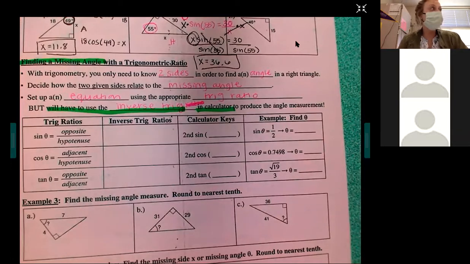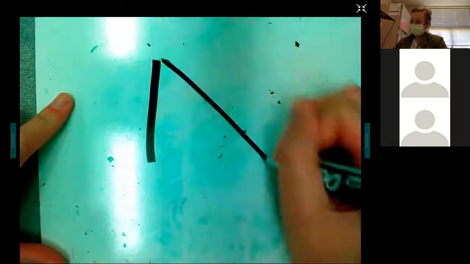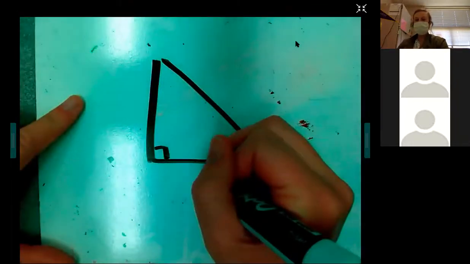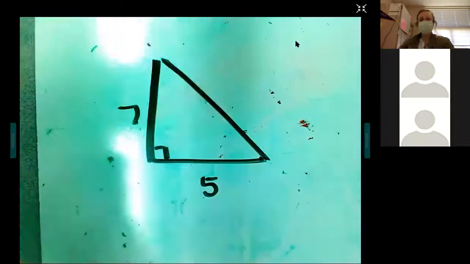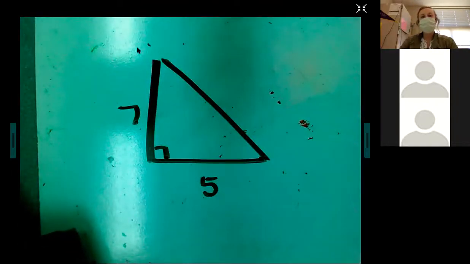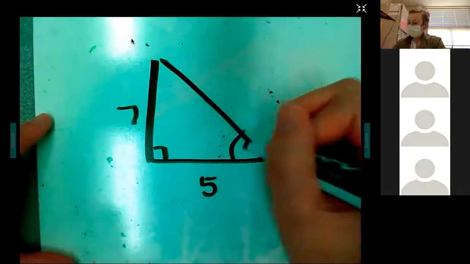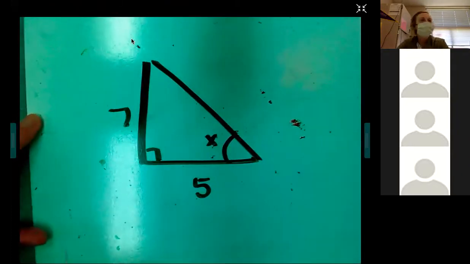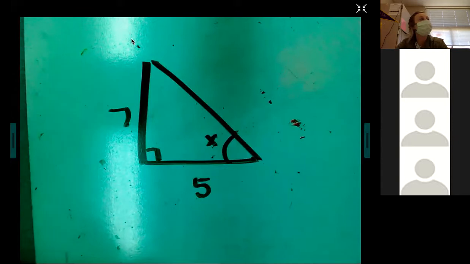So I'm going to go rogue for a second. I just want you to watch. This is nothing that you have to write, okay? Everybody watching? Yes, we're ready to watch. So if you have a triangle, let's say I know this side is 5 and this side is 7, and I want you guys to find this angle right here. The only way you can find that angle is by doing trig.